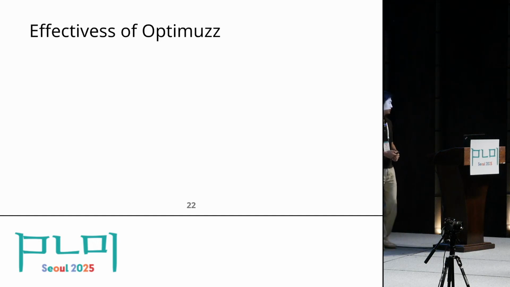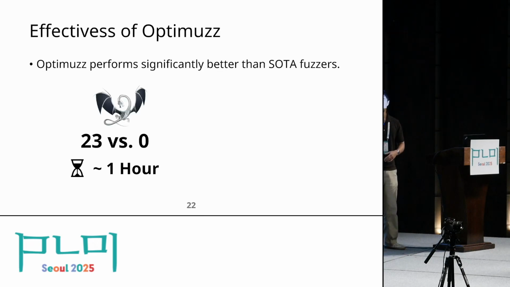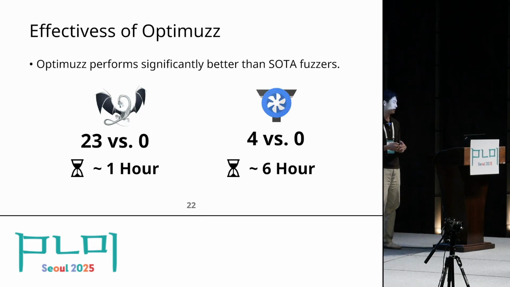And we assessed the effectiveness of our framework. It performed significantly better than other fuzzers. It reproduced 23 cases, while other fuzzers reproduced nothing within an hour. And for TurboFan, we reproduced 4 cases, while other fuzzers did not reproduce anything.